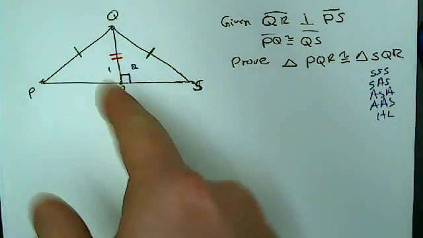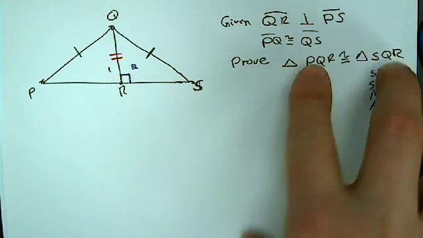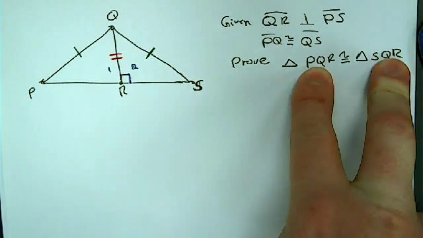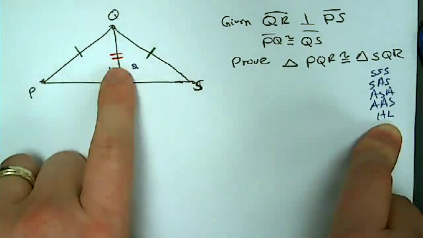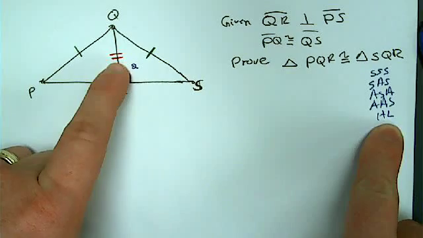And is that enough information now to say that these two triangles are congruent? Yeah, I've got right triangles. I've got the hypotenuses congruent. I've got a pair of legs congruent. That's all I need.